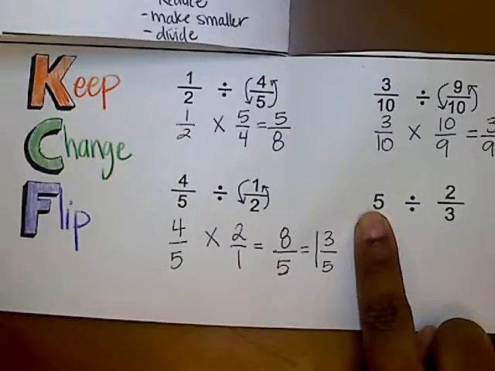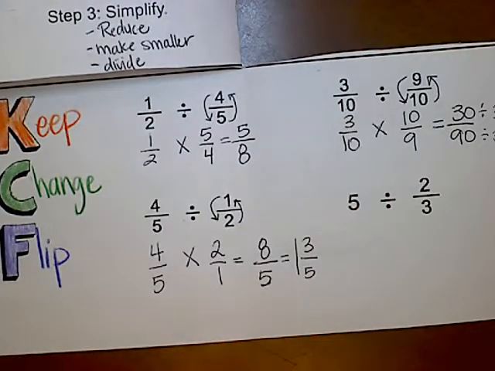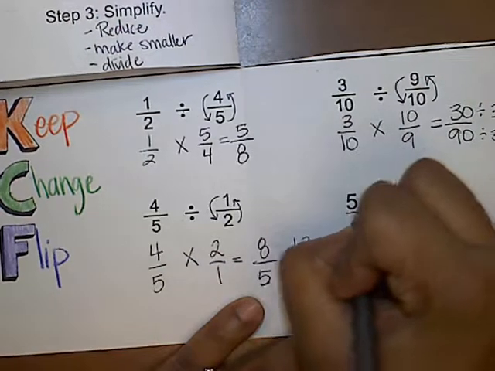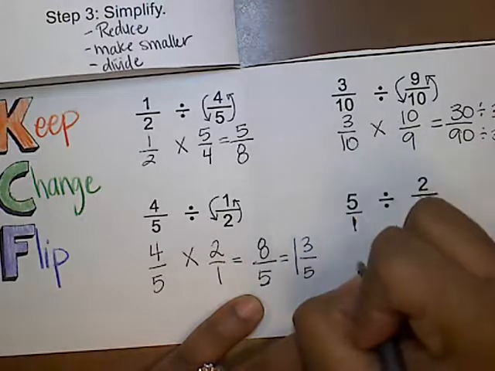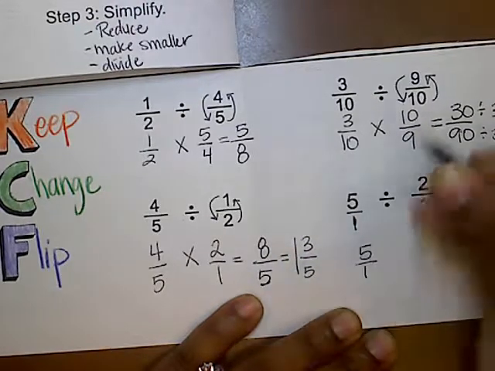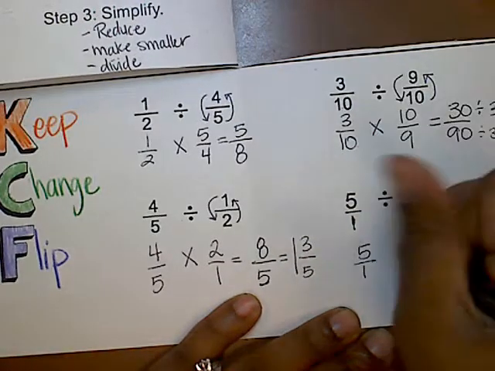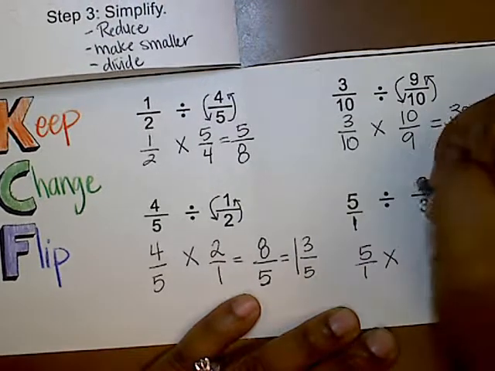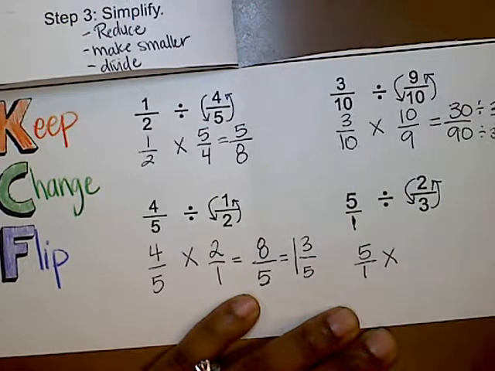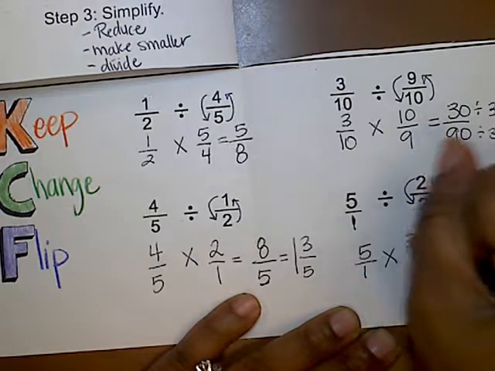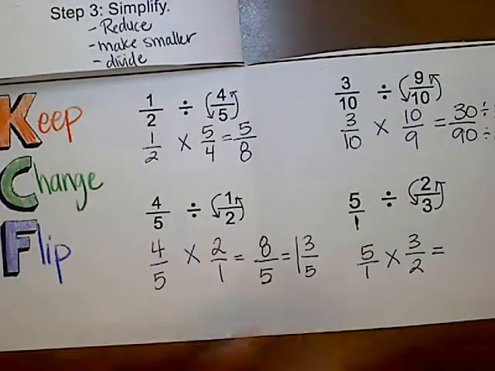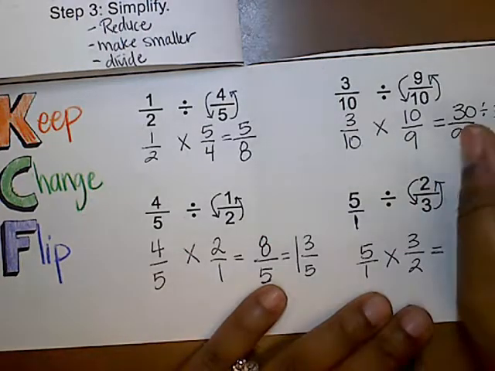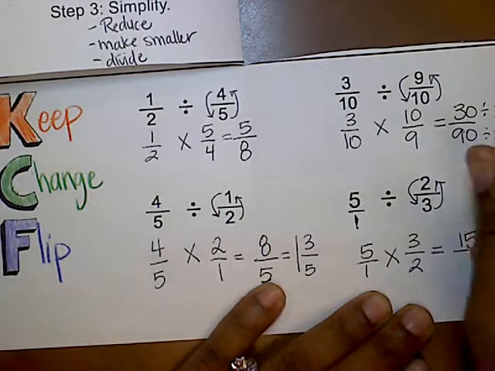Okay? And then last one, when we have a whole number, we've got to change it to a fraction, and we know all whole numbers are over 1. So we're going to leave this the same. It's going to be 5/1. We're going to change division to multiplication, and we're going to flip this 2/3. So this just becomes 3/2. And now we're multiplying straight across. So 5 times 3 is 15. 1 times 2 is 2.